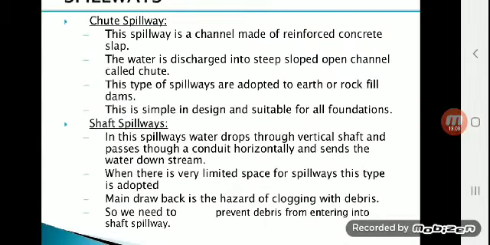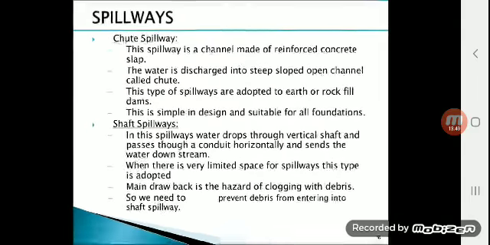Then there are shaft spillways. Whenever we are using a vertical shaft, or a turbine is installed in such a way that the shaft is in a vertical direction, that is a propeller turbine or Kaplan turbine. So we are giving a spillway in the direction of the vertical shaft, and the water will fall on the turbines, and after the turbines it will flow to the downstream. We have to ensure there is no debris in the water, so that this passage cannot be blocked. Debris should not be clogging this channel.